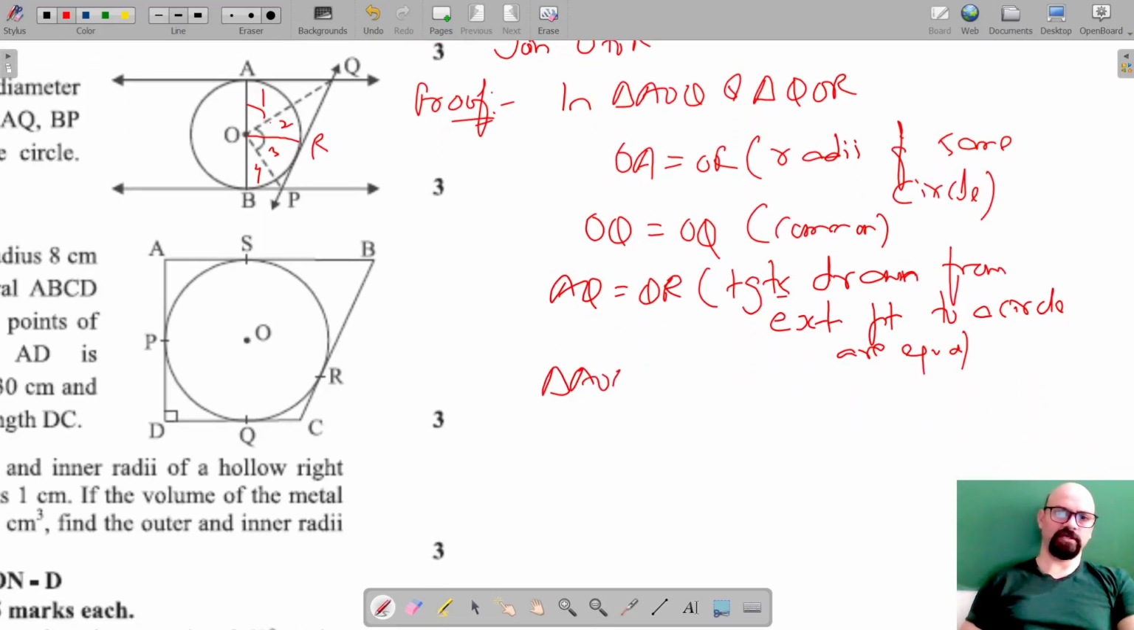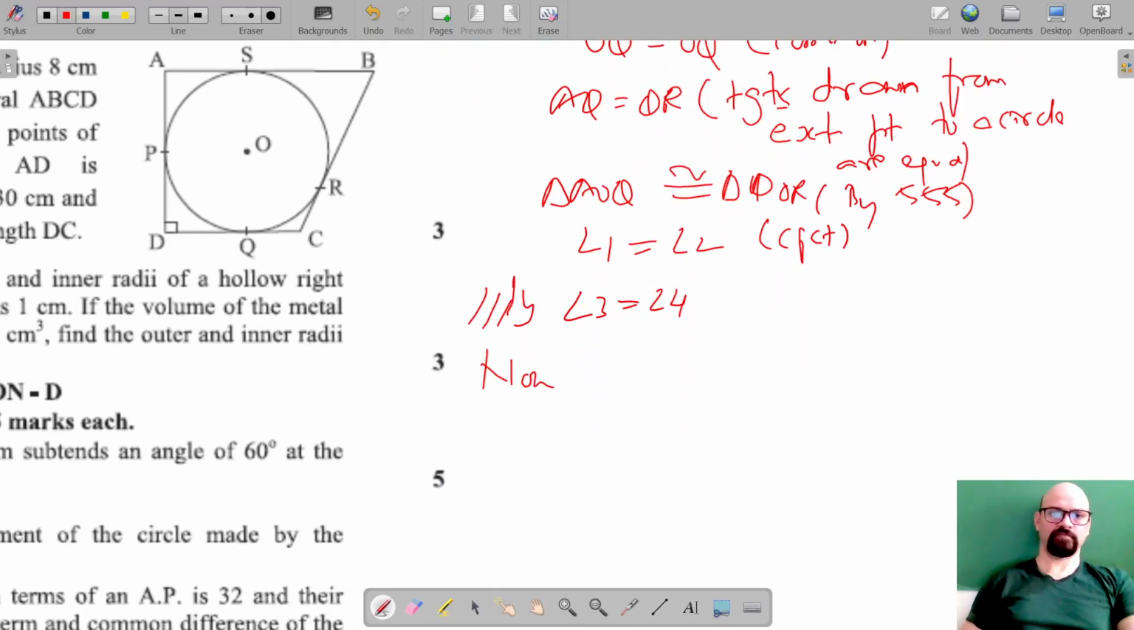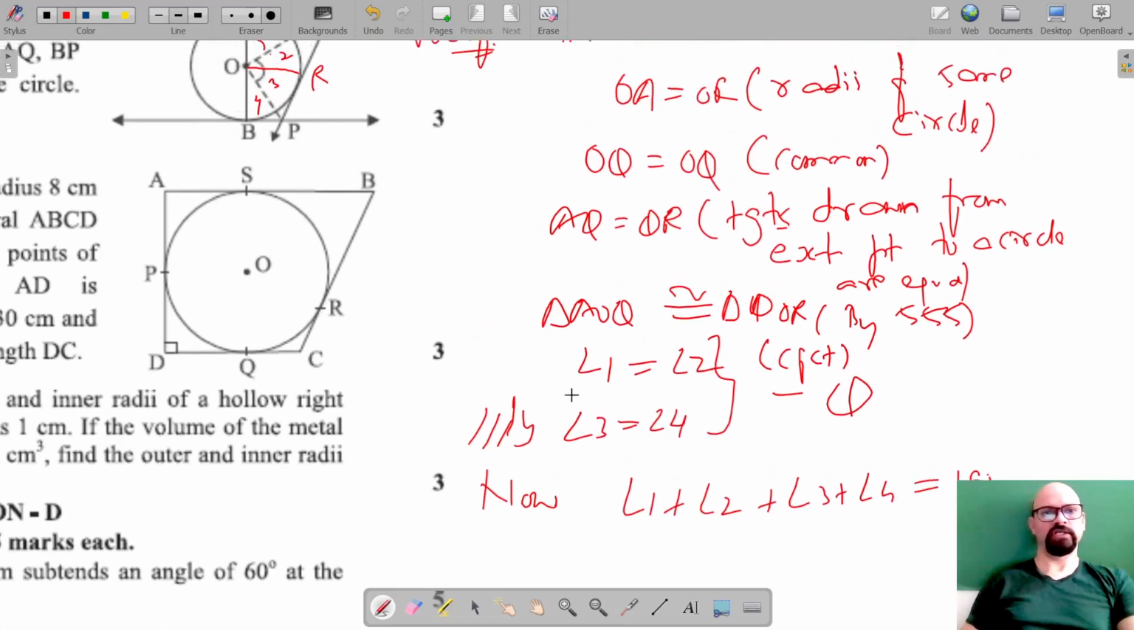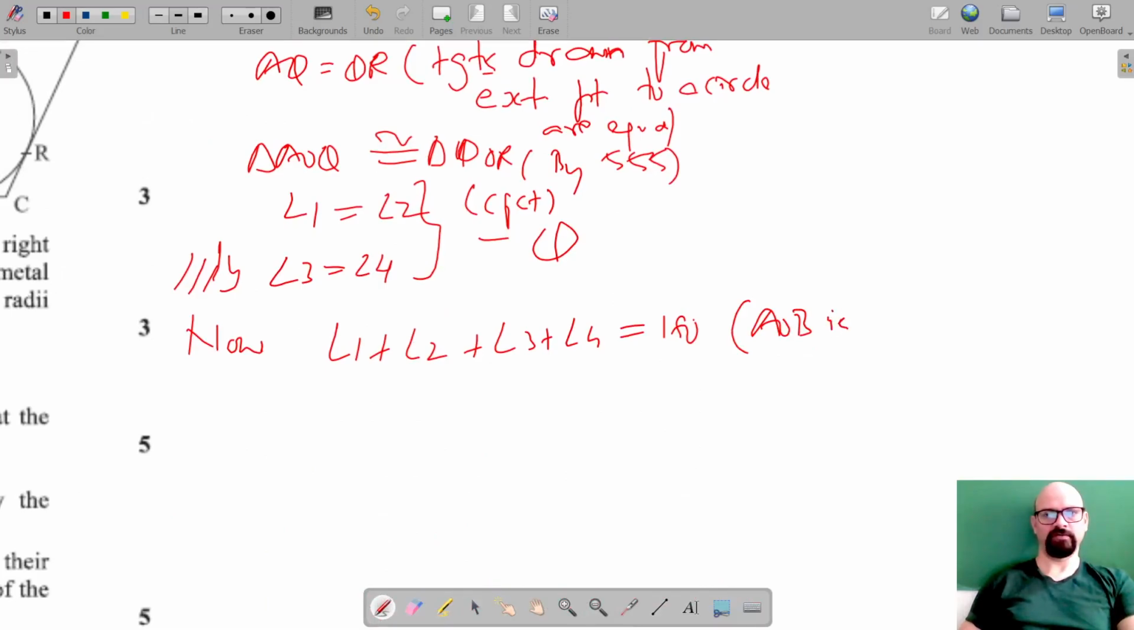Now, that means triangle AOQ is congruent to triangle QOR by the SSS congruence rule, which means angle 1 is equal to angle 2 by CPCT. Similarly, we can prove that angle 3 is equal to angle 4 for the triangles POR and BOP, they will be congruent. Let this be our first set of equations. Now, angle 1 plus 2 plus 3 plus 4 gives us 180 degrees because these are the angles on line AOB, and AOB is a straight line. So I can write here the reason is AOB is a straight line.